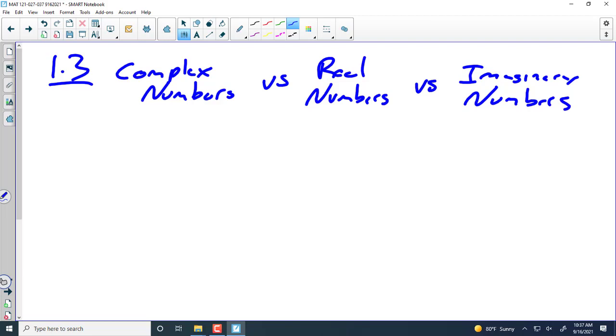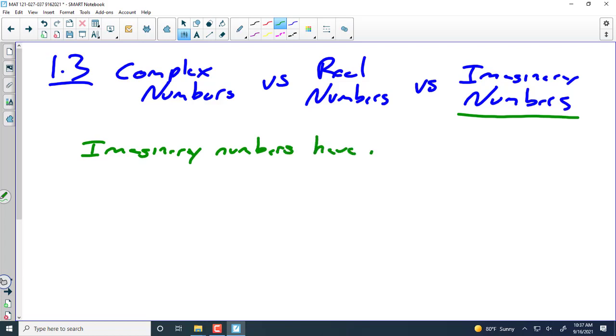Now, before we get going, we start talking about these things called imaginary numbers, which is a terrible name. We have a hard enough time getting people interested in math without calling something imaginary. I want to remind you of something that I alluded to earlier in this class, and that is imaginary numbers have nothing to do with domain.